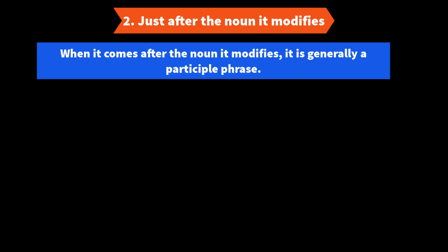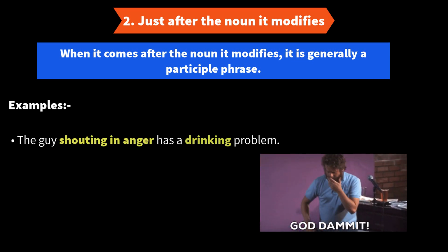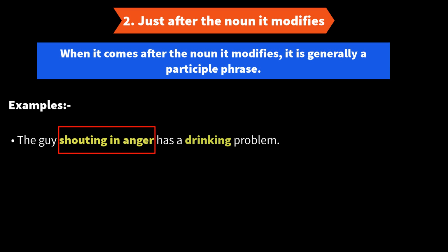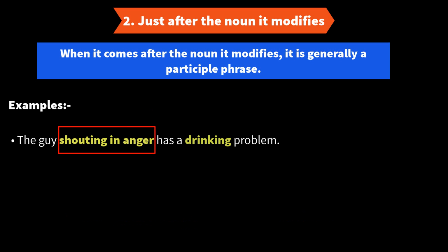Now let us look at the second case where it comes just after the noun it modifies. And when it comes just after the noun it modifies, it is generally a participle phrase. It is always more than one word. It can be one word, but it is generally more than one word. Let me show you some examples. The guy shouting in anger has a drinking problem. Which guy? Shouting in anger. So shouting in anger is our present participle phrase starting with the present participle shouting.